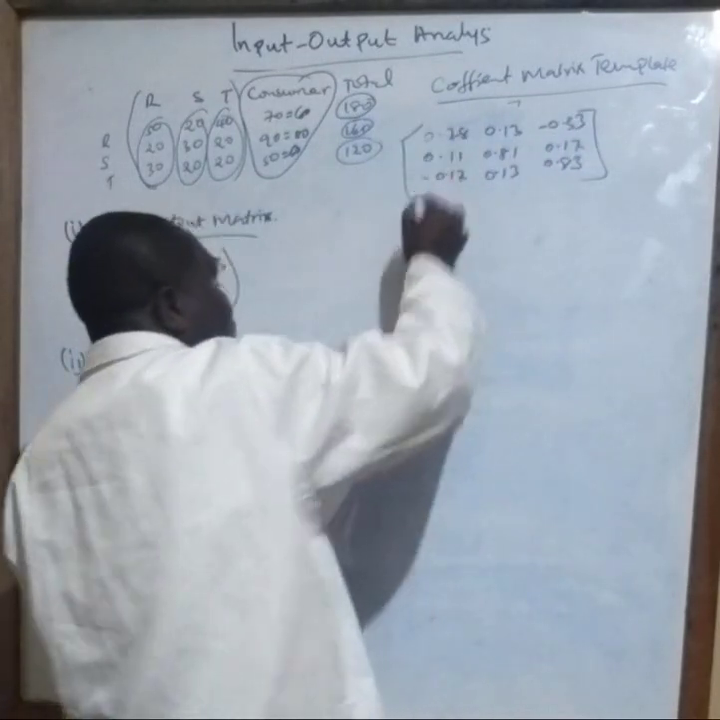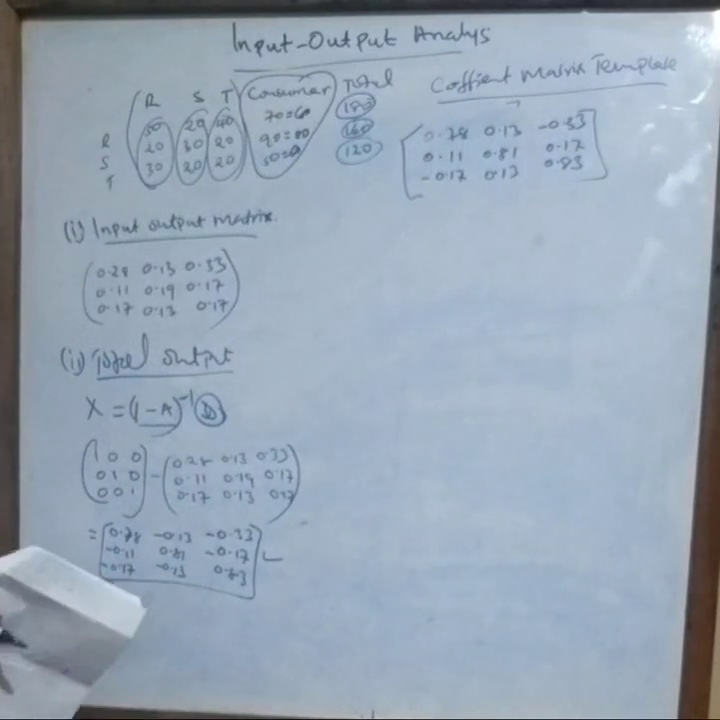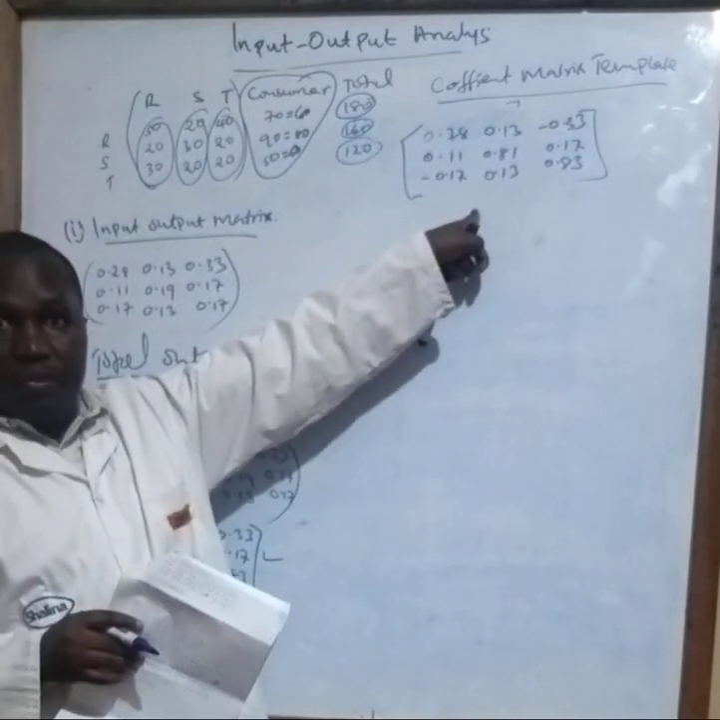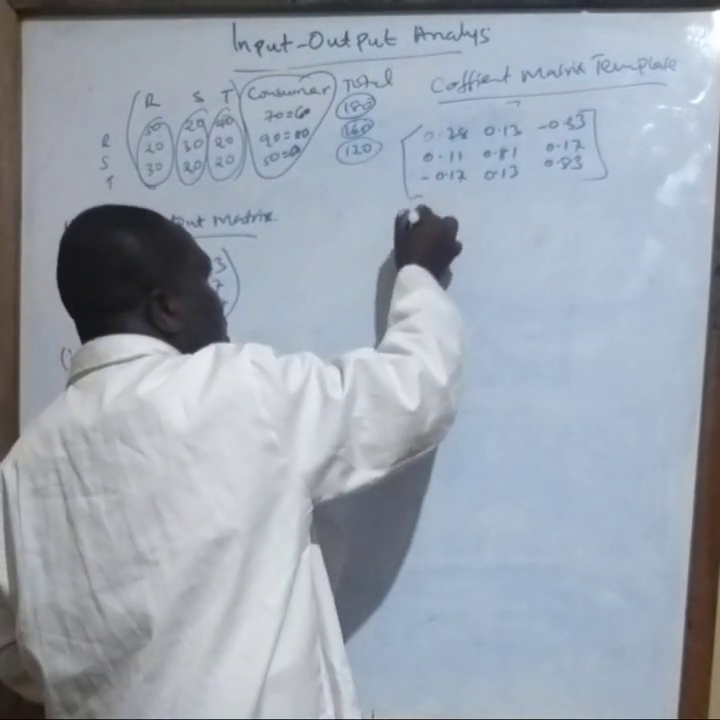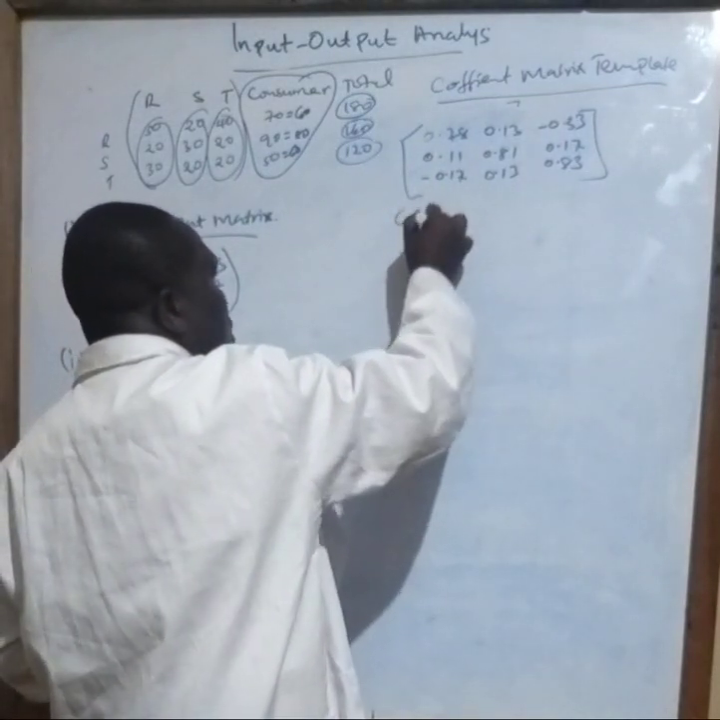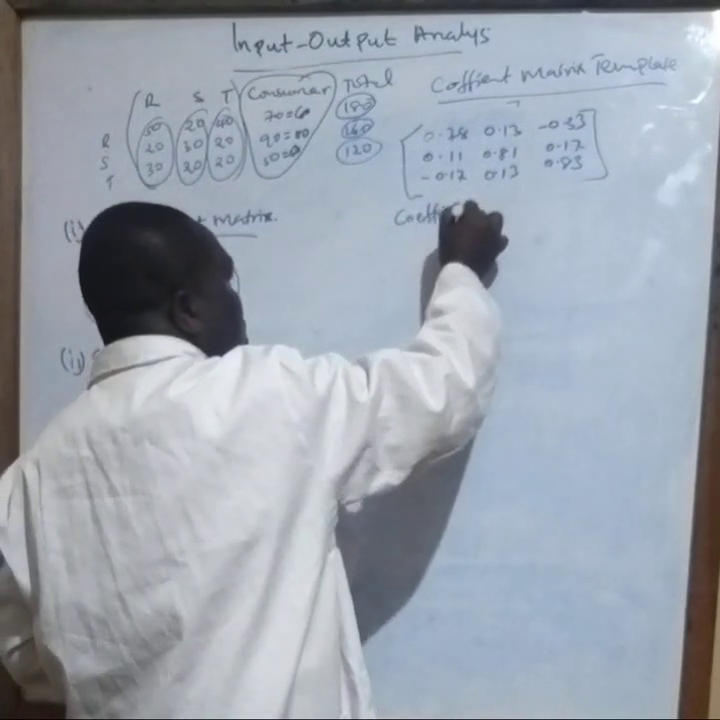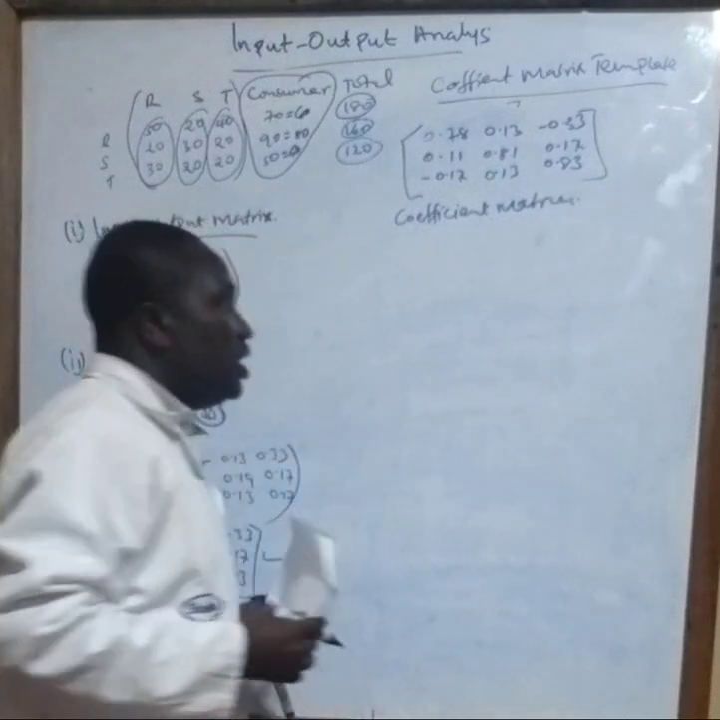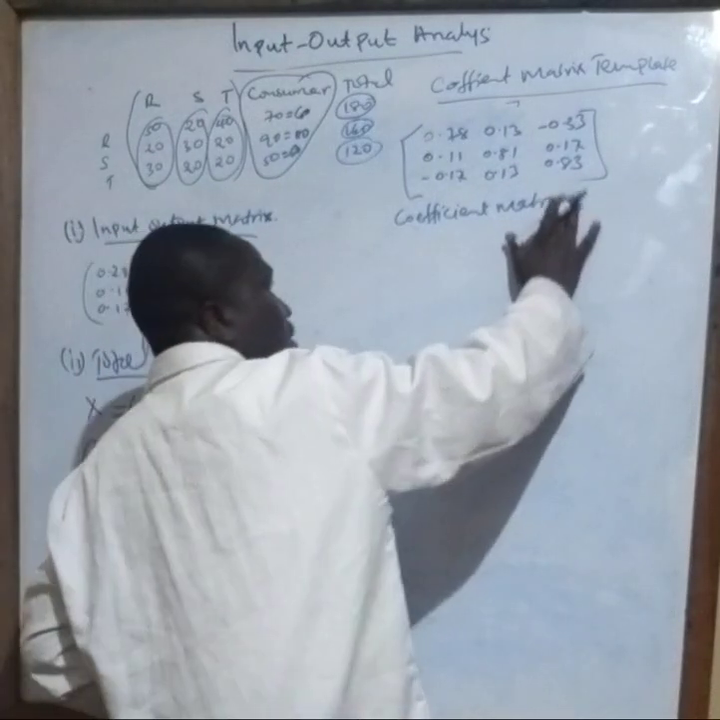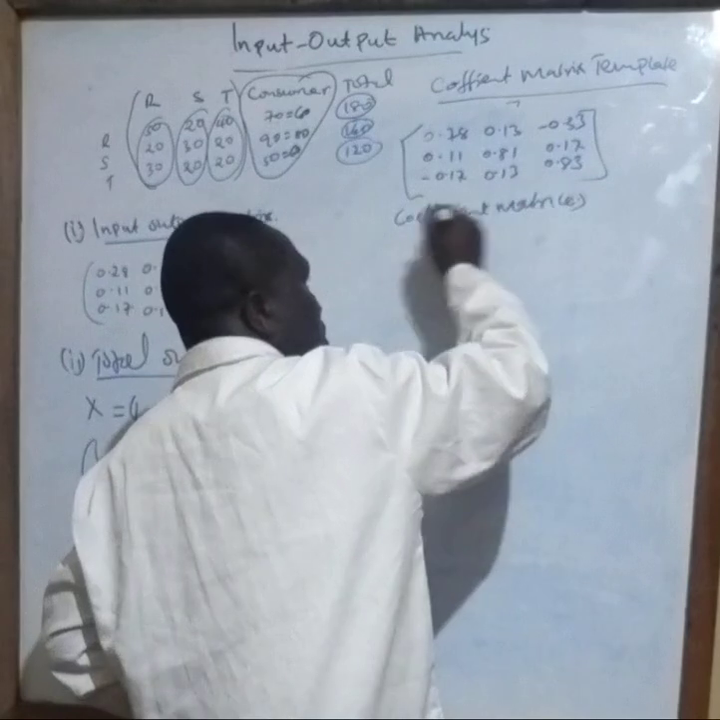So when you open your template, when you open this one, it will give you this template here. Once you have this, you develop what you call the coefficient matrices, which we have already said, and your work will be very simple.